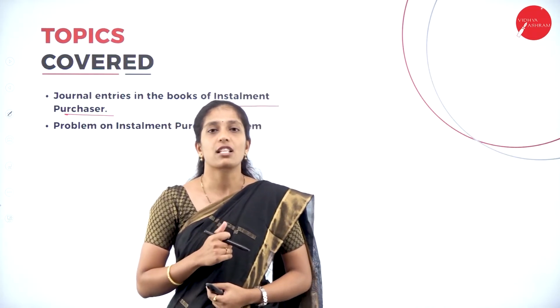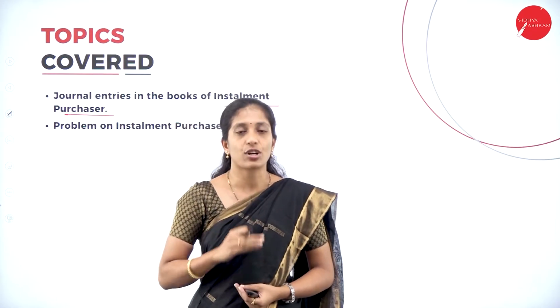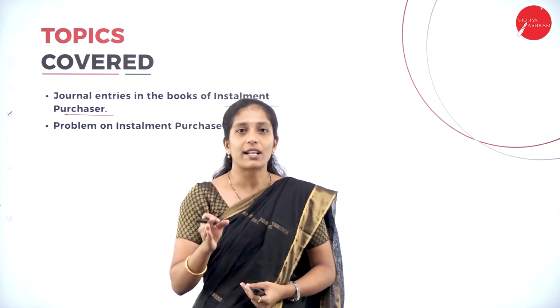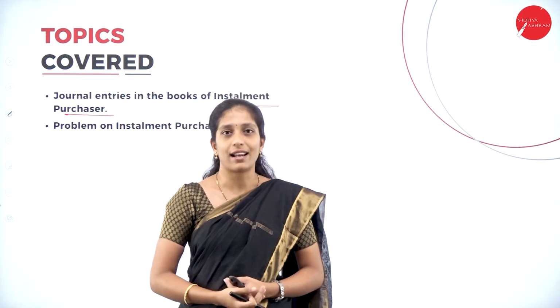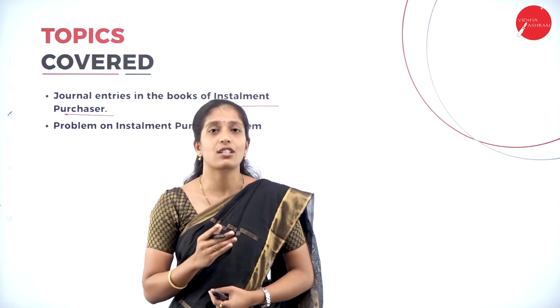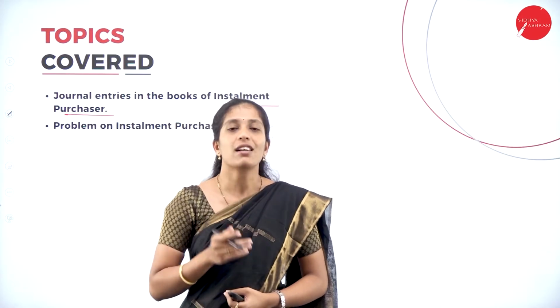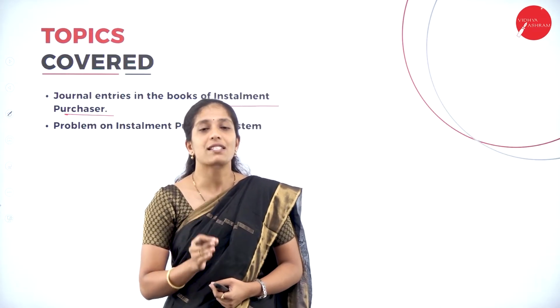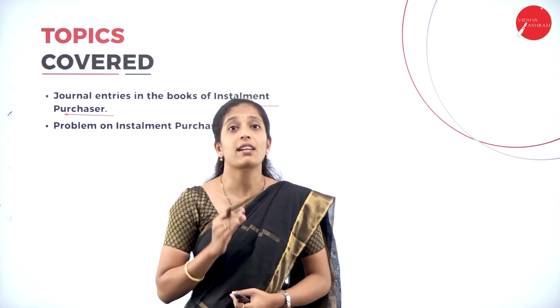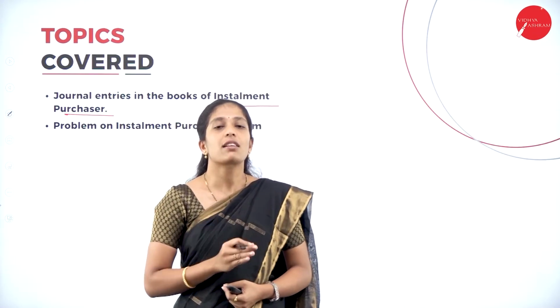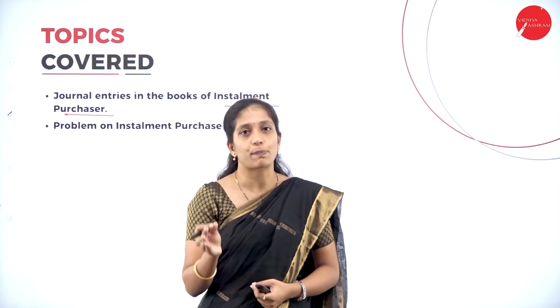So your first entry is for purchasing of assets. So your entry will be asset account debit, interest suspense account debit to installment seller account. And your second entry as usual for making the down payment. So your entry will be installment seller account debit to bank account. And the third entry is for interest due. So your entry is interest account debit to interest suspense account.